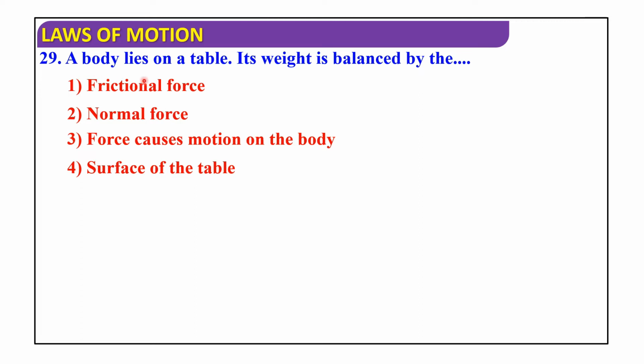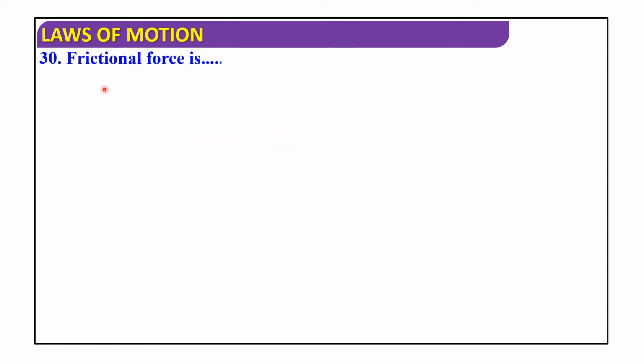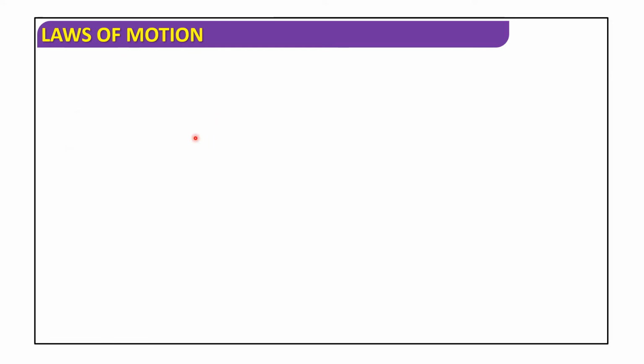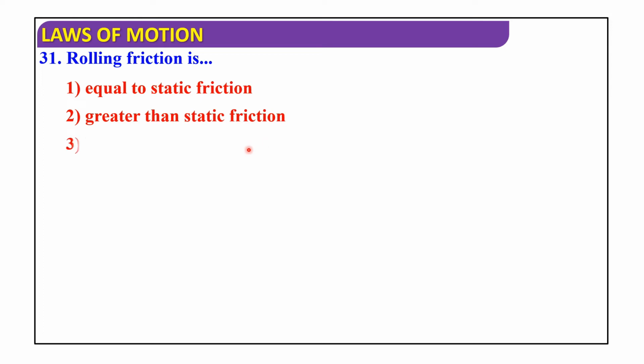So here a body lies on a table. Its weight is balanced by the normal force. So body weight is balanced by the normal force. Second option is correct. Next. Frictional force is conservative, non-conservative, always constant in magnitude, always zero. So frictional force is non-conservative. Okay. Next. Rolling friction is equal to static friction, greater than static friction, less than static friction, zero. So rolling friction is less than static friction.